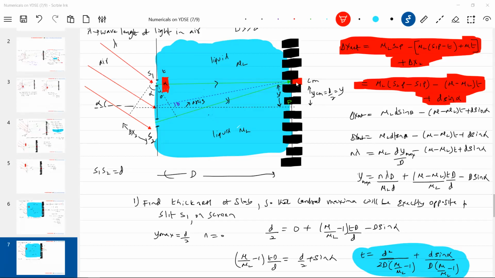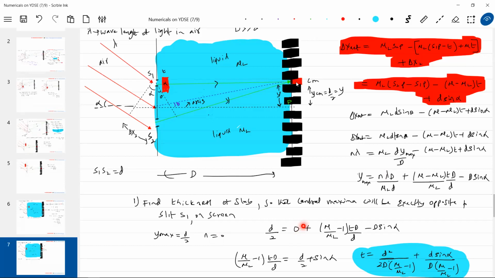Why n equal to 0? Because the order of interference of the central maxima should be n equal to 0. What is the path difference of the rays arriving at the central maxima? It should be 0, delta x should be 0. Where the path difference of the rays emitted by slits S1 and S2 is equal to 0 on arrival at that point will be the central maxima. Therefore, to locate the central maxima, n must be substituted 0.